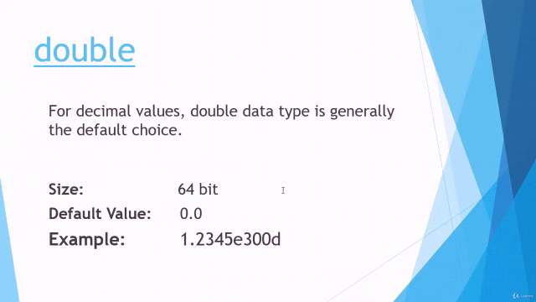Next we have the double data type. For decimal values, the double data type is generally the default choice. The size of this is 64-bit, and by default it has a value of 0.0. For example, you can see the example on the screen. This is a decimal value that the double data type stores.